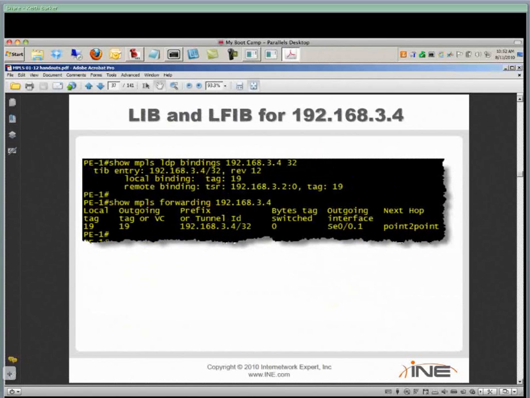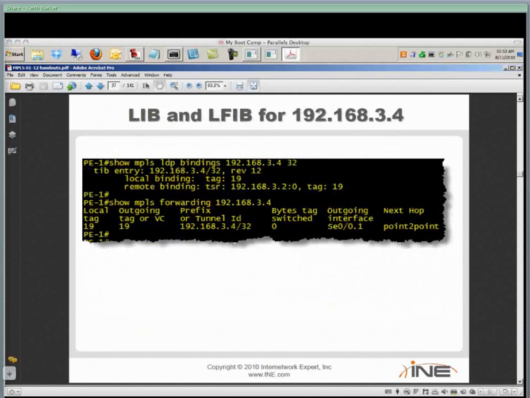And here's a recap of the LIB and LFIB for one specific route. I think it's important for us to see them so that we make sure that people know exactly what is there. So here's the LIB and the LFIB for 192.168.3.4. At the top, it's showing you the bindings, and at the bottom, it's showing you the winner. Now there's only one neighbor advertising a tag for it, so that's neither here nor there, but that's how it operates. All right. Okay, so we've covered a lot of basics with MPLS, a lot of building blocks.